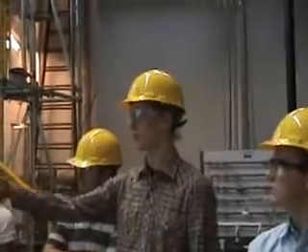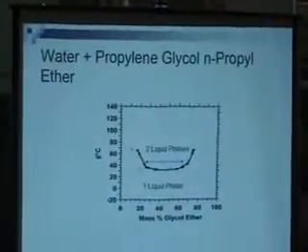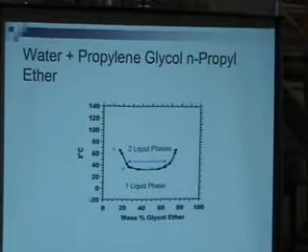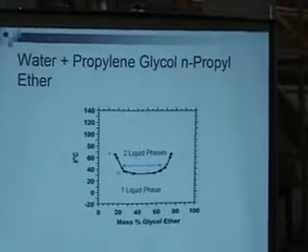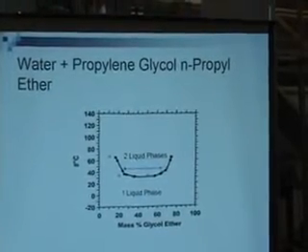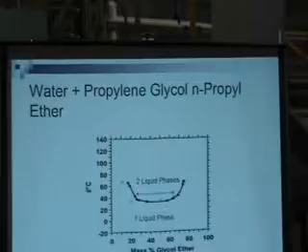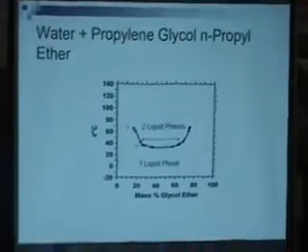This is a diagram for our system specifically, the mixture of water and propylene glycol propyl ether. As you can see here, we have just one liquid phase around room temperature, and then as you heat the solution up around 0.5 mass fraction, you'll have splitting into two different liquid phases.